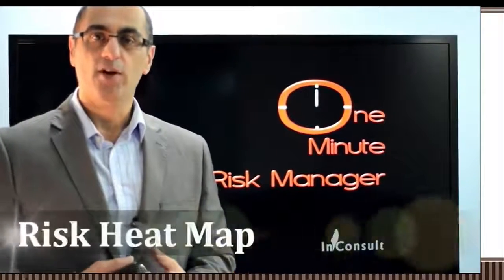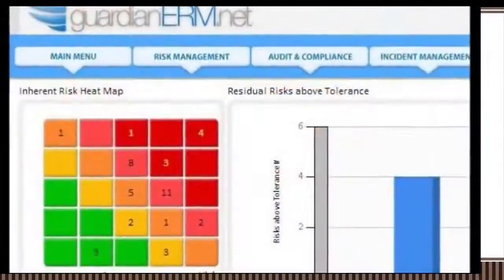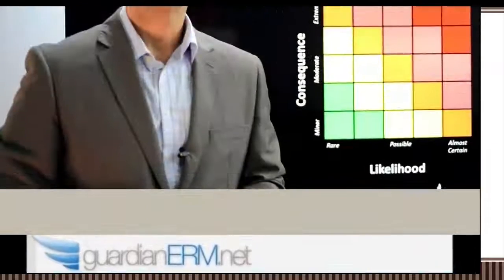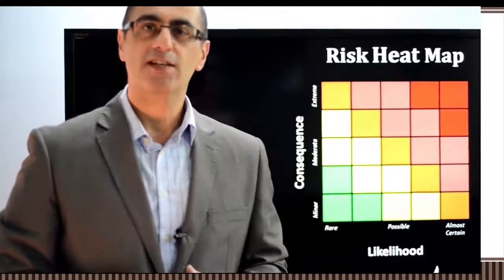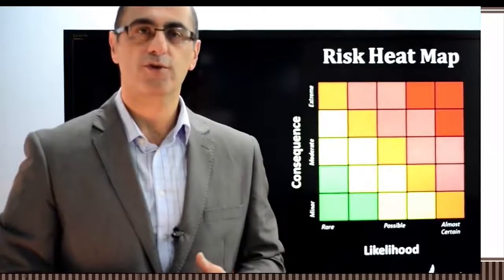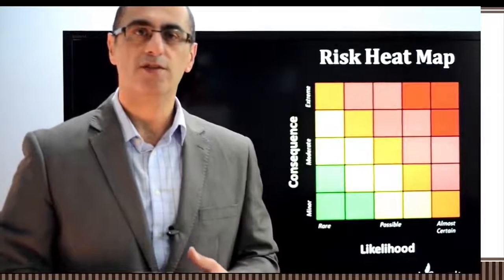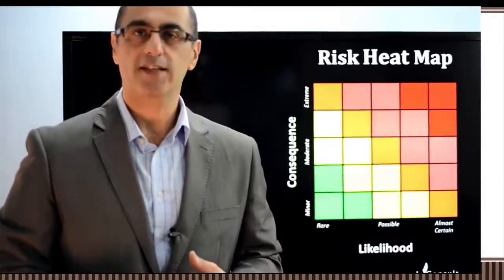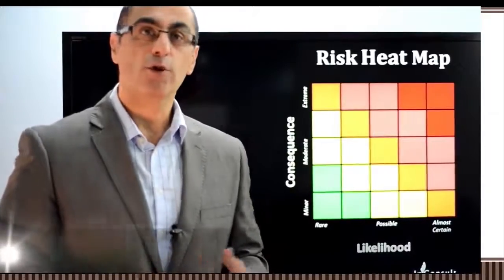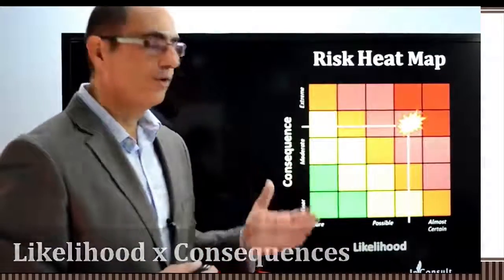Hi, I'm Tony from Inconsult and welcome to 1 Minute Risk Manager. Today I'm going to talk to you about the risk heat map, what it means and how to use it to help you manage risks. Most risks can be measured by simply considering two things. One, the likelihood of the risk occurring, and two, the consequences of the risk should it occur. When you combine these two factors, you can plot them on a two-axis grid, most commonly referred to as a heat map. The heat map plots the likelihood on one axis and the consequence on the other. The risk rating is where the 2 points meet.